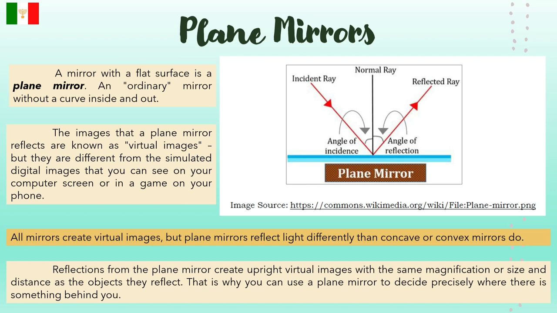A virtual image is formed from two divergent rays of light which never meet. To simplify, a plane mirror creates an image of an object you cannot touch. This way, all mirrors create virtual images, but plane mirrors reflect light differently than concave or convex mirrors do.